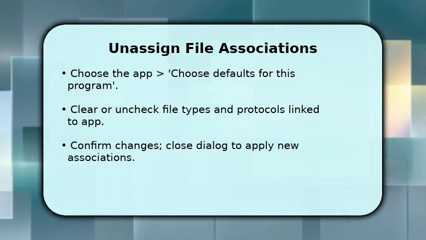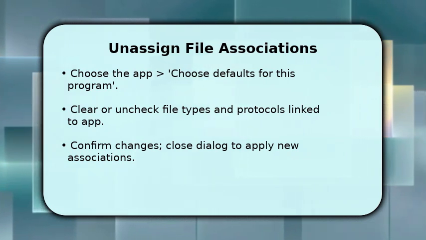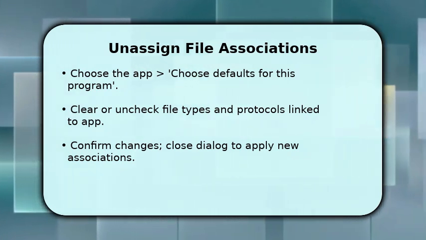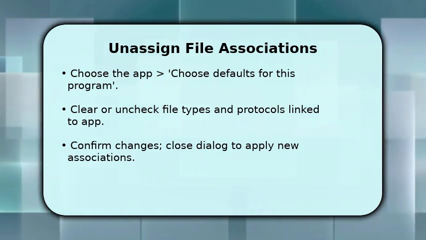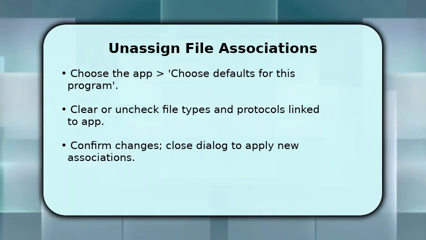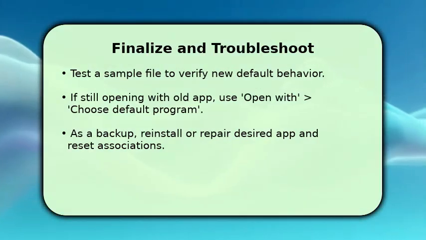Windows updates associations immediately. If you prefer, use Set Program Access and Computer Defaults to pick an alternate default. Make sure to confirm the new default exists. To finish, open a sample file of the affected type to verify it no longer opens with the old program.